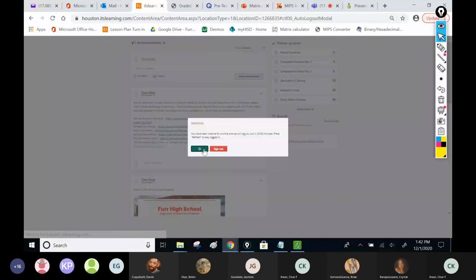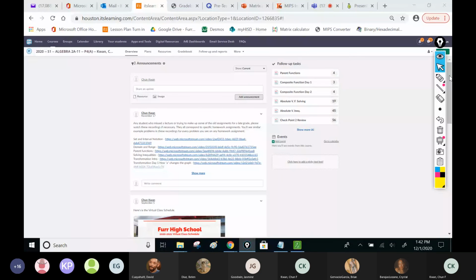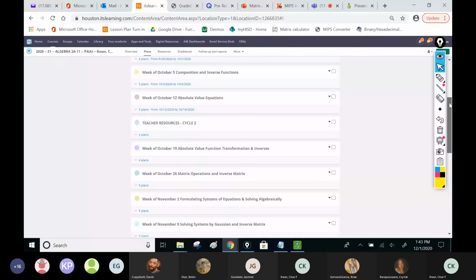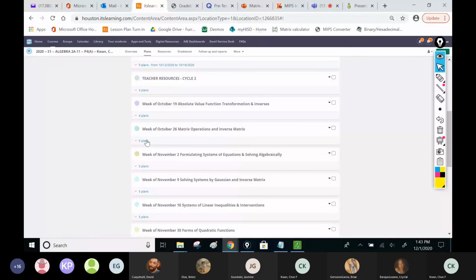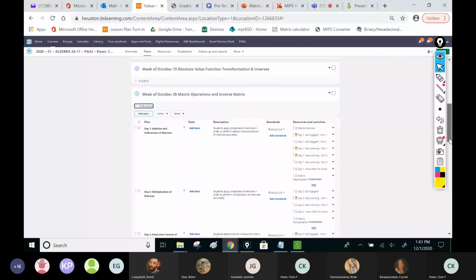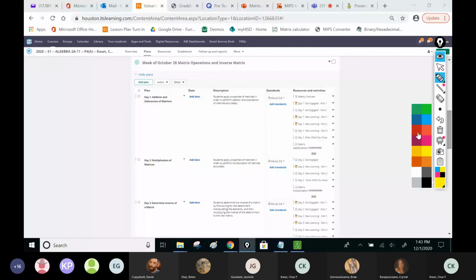Go to Algebra 2, go to Plan, and under the week of October 26th, your homework is going to be right here: matrix multiplication. Click it, download it, and you can work on it.